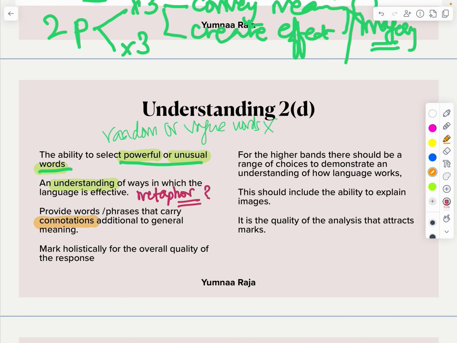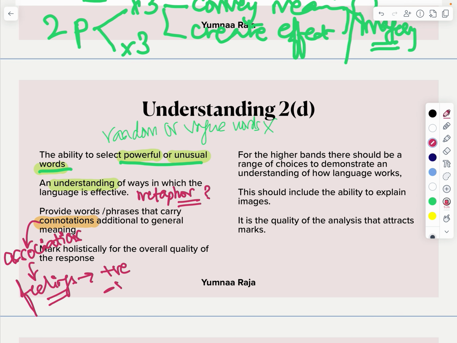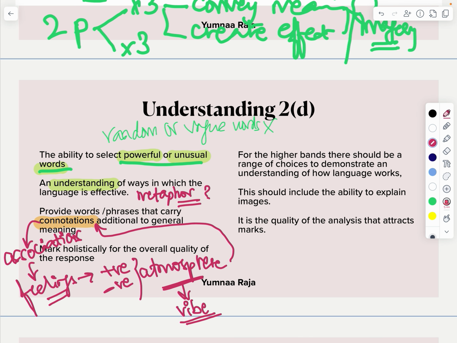Now, connotations, for those of you who don't know, are actually word associations. I can teach you connotations here in this video, but just to let you know, certain words carry certain kinds of feelings with them. Certain words are either positive or negative, and they create a certain kind of atmosphere when that specific word is used. That is something that the examiner wants you to capture. For those of you who don't know, an atmosphere actually means a vibe. In very simple words, the vibe that's being generated, right?